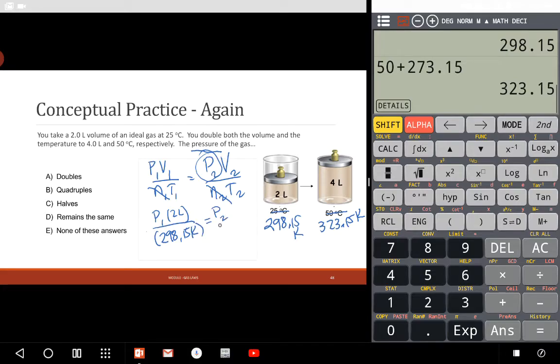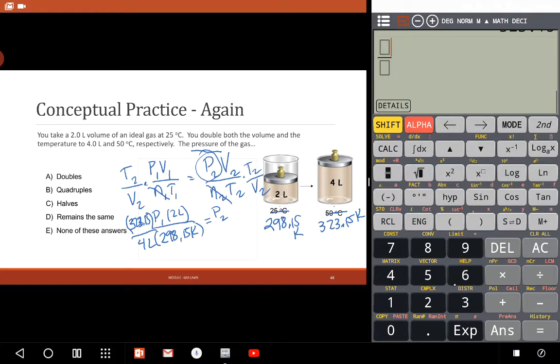And so we are solving for P2. And so that means I'm going to be multiplying both sides by the reciprocal of this other part in order to cancel out those terms. So to isolate P2 on this side, I'm going to need to multiply by T2 and divide by V1, V2, which is 4 liters. So we can see that that's going to make a nice pretty fraction of 1/2, but that's not going to make a pretty fraction. So let's just calculate this.